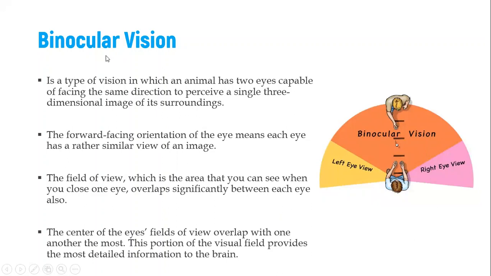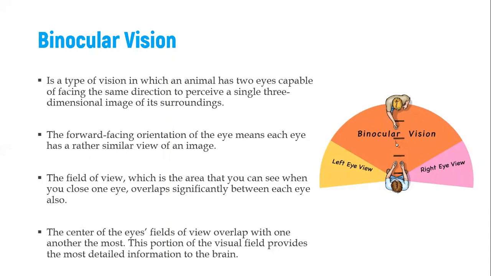Then we have binocular vision. This is a type of vision in which we deal with animals that have two eyes, and we know human beings have two eyes. When you're facing the same direction, each eye will form its own image. However, they come to a point of convergence, and that is what we call binocular vision. The field of view, which is the area that you can see when you close one eye, will overlap significantly from one eye to the other.